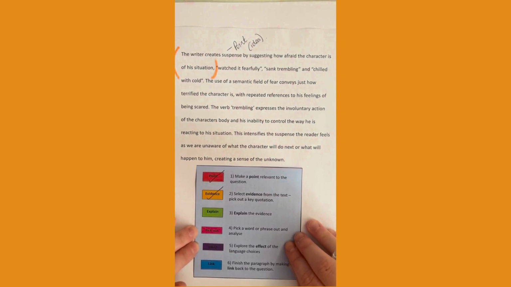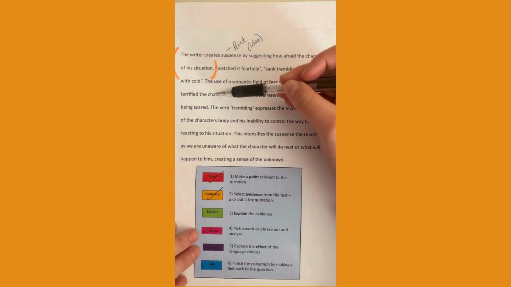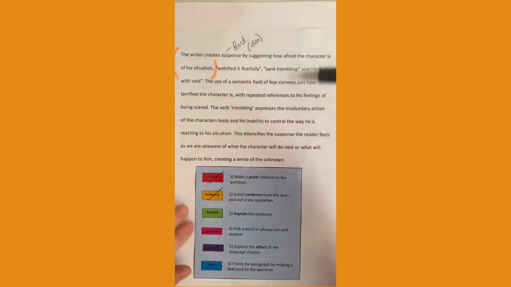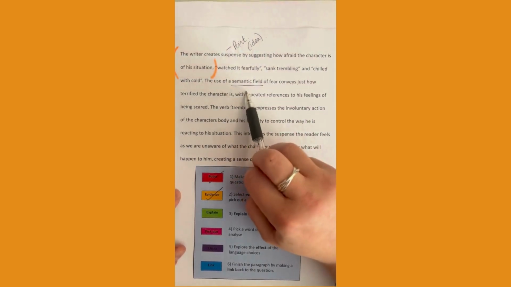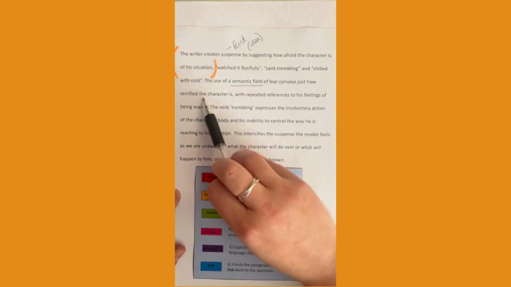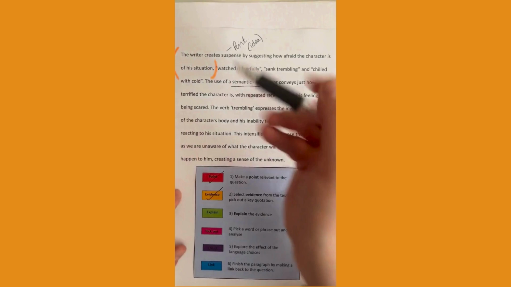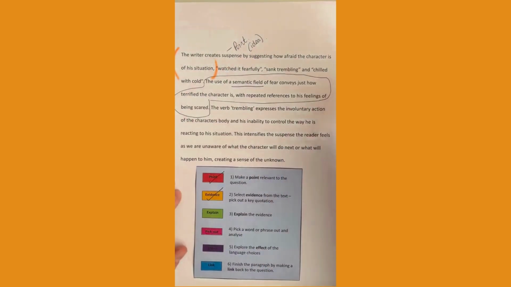This, as I said, is one of the most important, if not the most important part. We have to explain the evidence. So for the next few sentences, you have to explain how your quotations that you've selected support your idea. In our case, so I've mentioned what the method is. So the use of a semantic field of fear conveys just how terrified the character is, with repeated references to his feelings of being scared. This section here is all our explain.